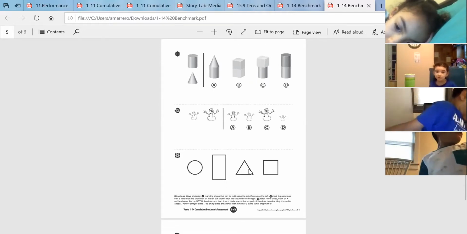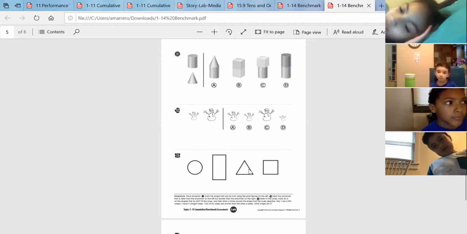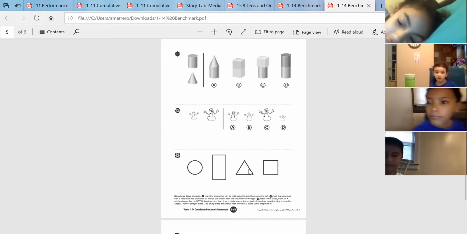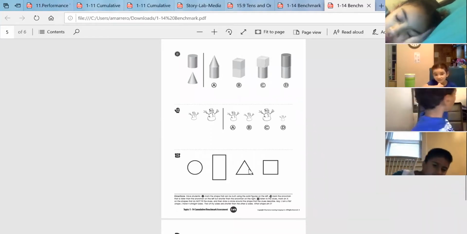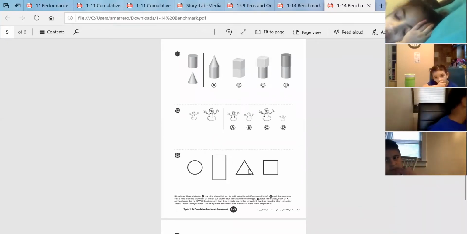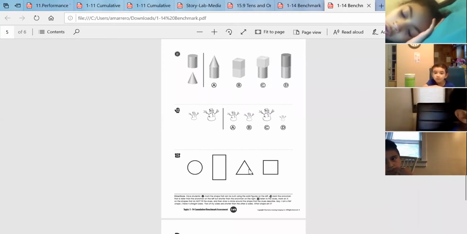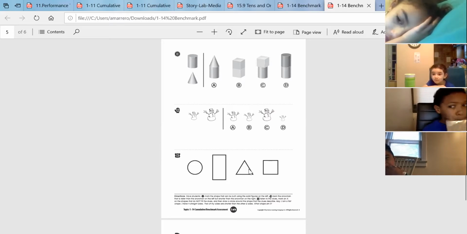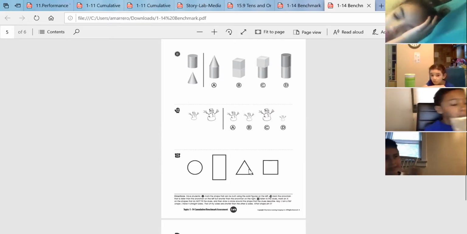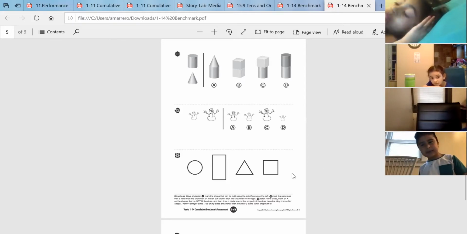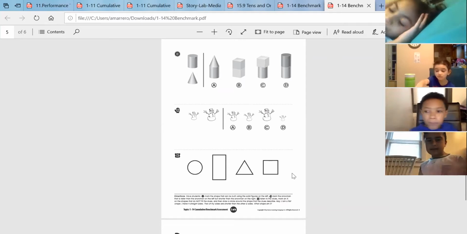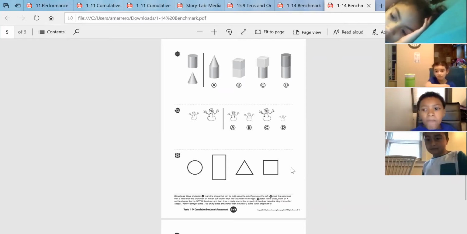For 13, you had to listen to this nice little riddle and figure out who they were talking about. And the riddle was, I am a flat shape. I have 4 straight sides. Okay, so it says it has 4 straight sides. So which shape can we get rid of? Which one can we put an X on? Because it does not have 4 sides.